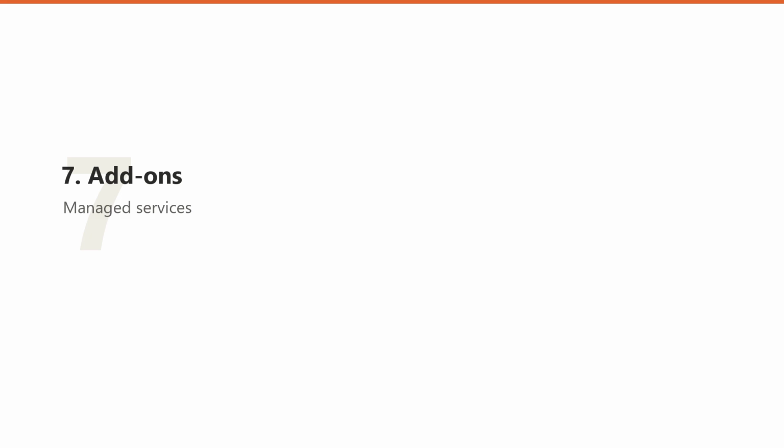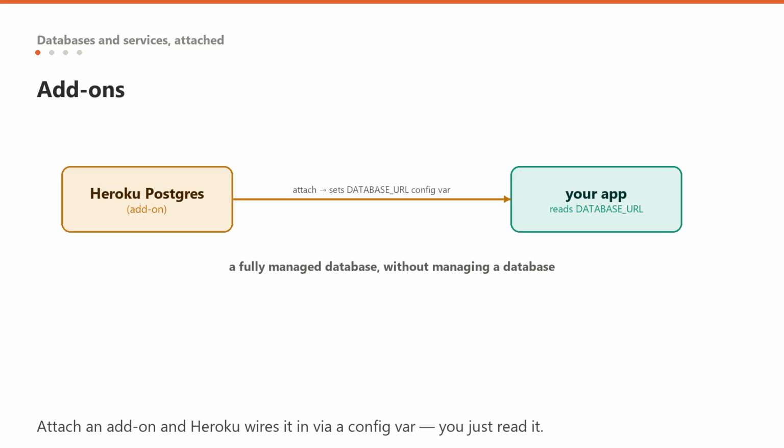Concept 7. Add-ons. Your app usually needs a database, a cache, maybe a search index. Heroku provides these through add-ons, a marketplace of managed services you attach with a single command. Heroku Postgres, Redis, and many third-party services, logging, email, monitoring, are all one command away.